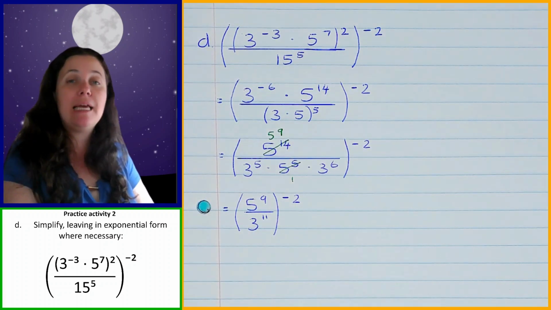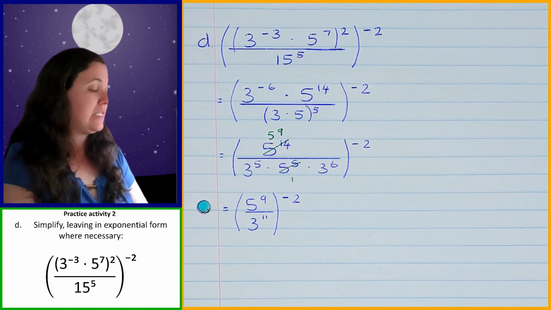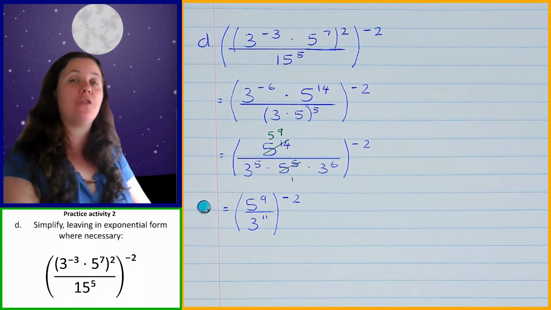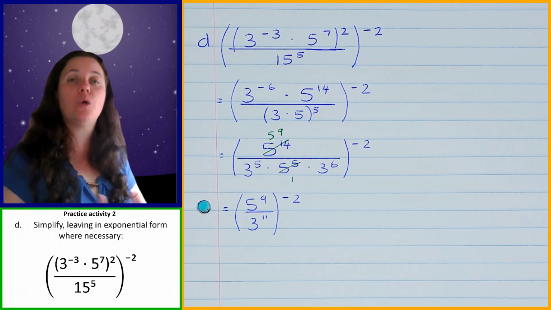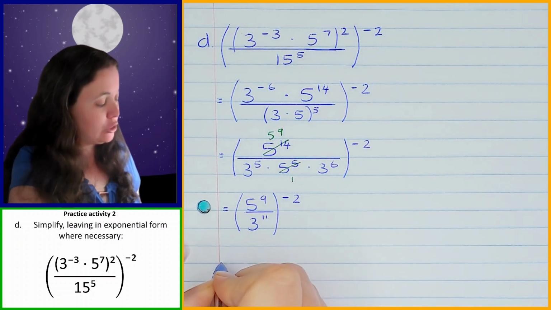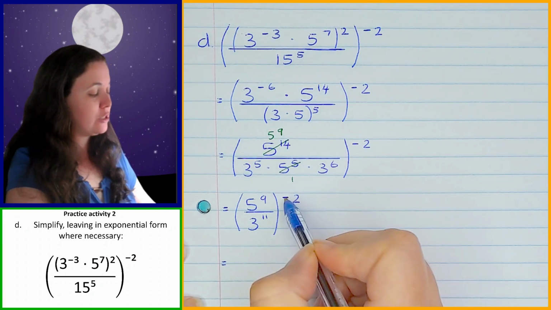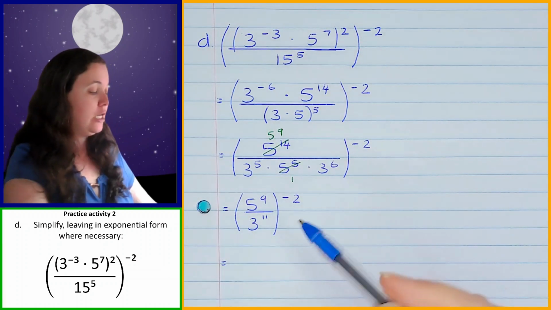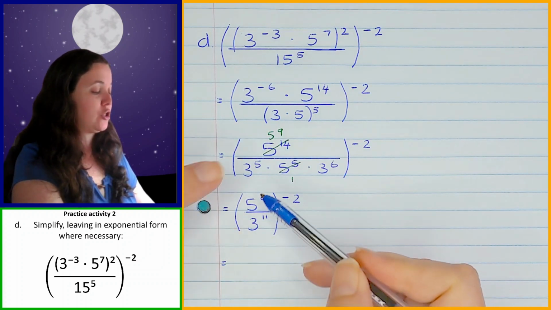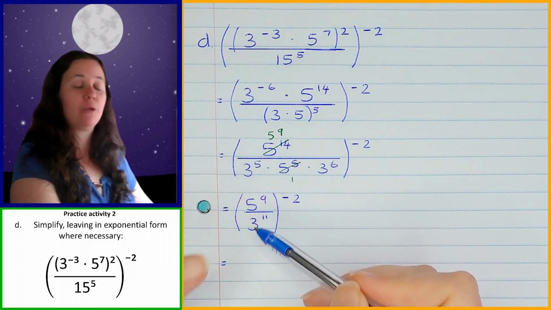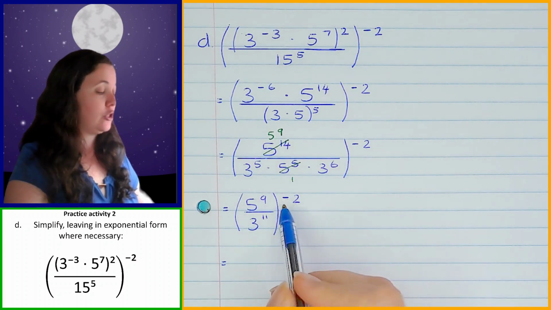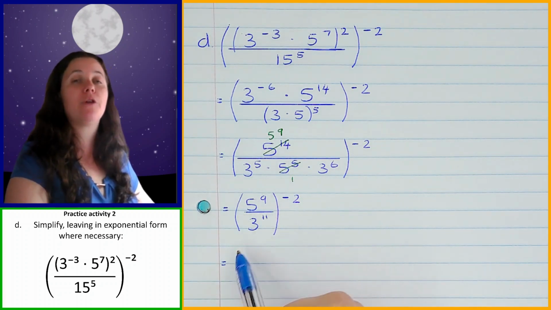Now I can do this again in 2 steps, or I can do it in 1 step. I can first sort out my negative and flip it over, and then go and square it, or I can do it all together at one time. And that's what I'm going to do. I'm going to do it all together at one time. So because it's got a negative, I'm going to be flipping this fraction over. I'm going to be inverting it. So the 3 to the power of 11 is going to end up at the top. The 5 to the power of 9 is going to end up at the bottom. And at the same time, I'm going to multiply the exponents by 2 because it's not just to the power of negative 1, it's the power of negative 2.